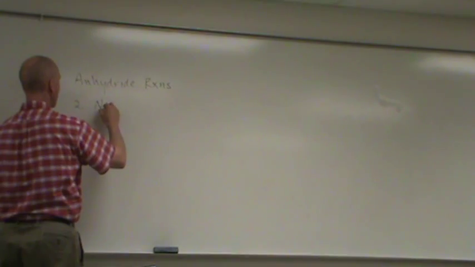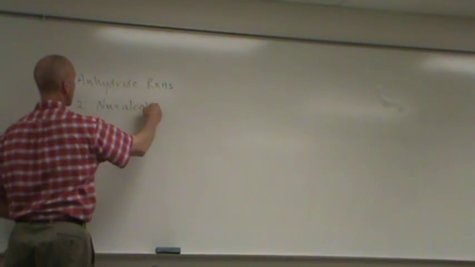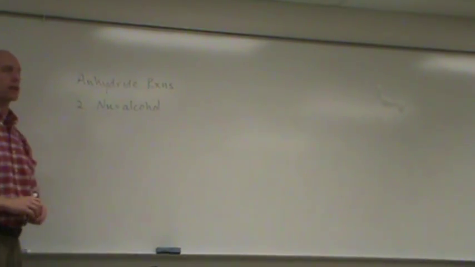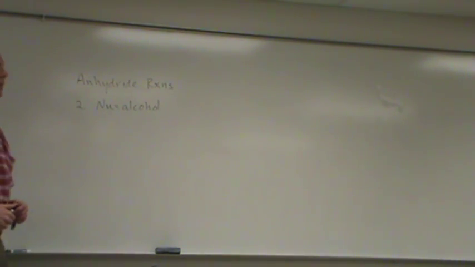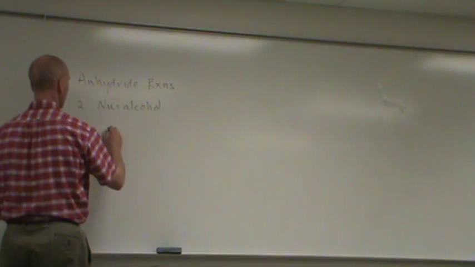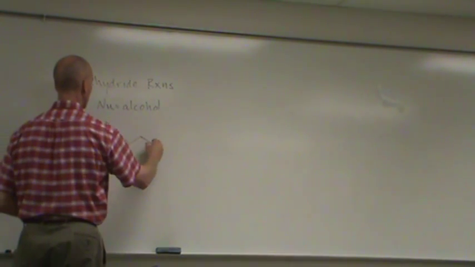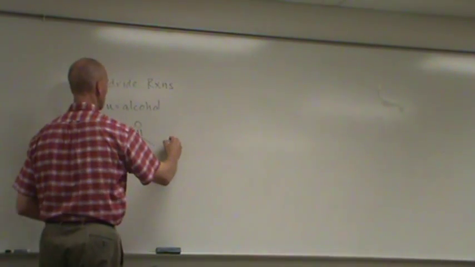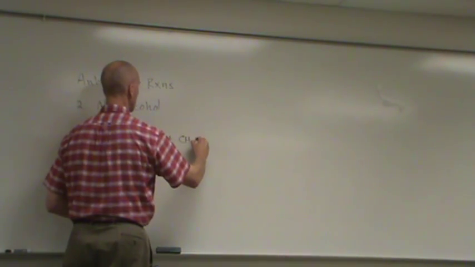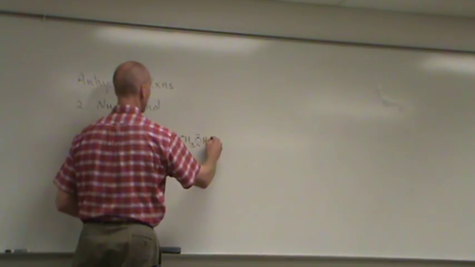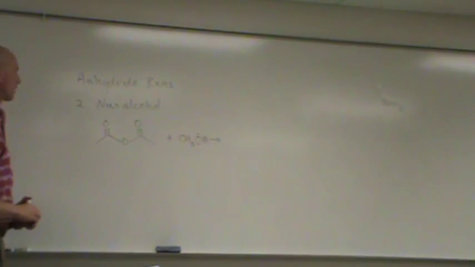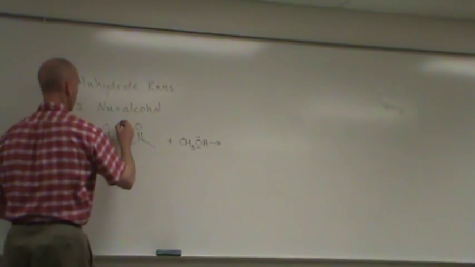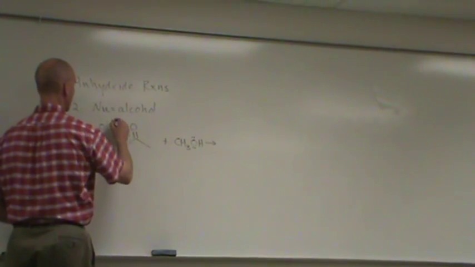And now let's look at anhydrides reacting with an alcohol. Here the nucleophile is an alcohol. Remember these anhydrides, where we have this kind of thing. Remember that the leaving group is one side of this.